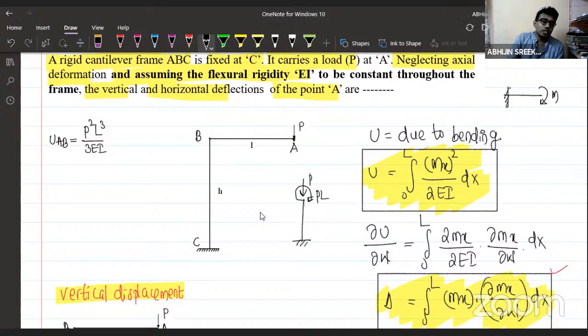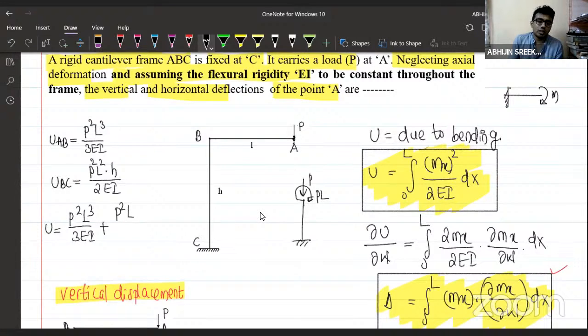The strain energy stored in this member BC will be equal to M square L divided by 2EI. M square is P into L, that is P square L square into L, where L here is H. The total strain energy stored will be equal to U. What is the total strain energy stored? P square L cube divided by 6EI plus P square L square H divided by 2EI. This is the total strain energy.